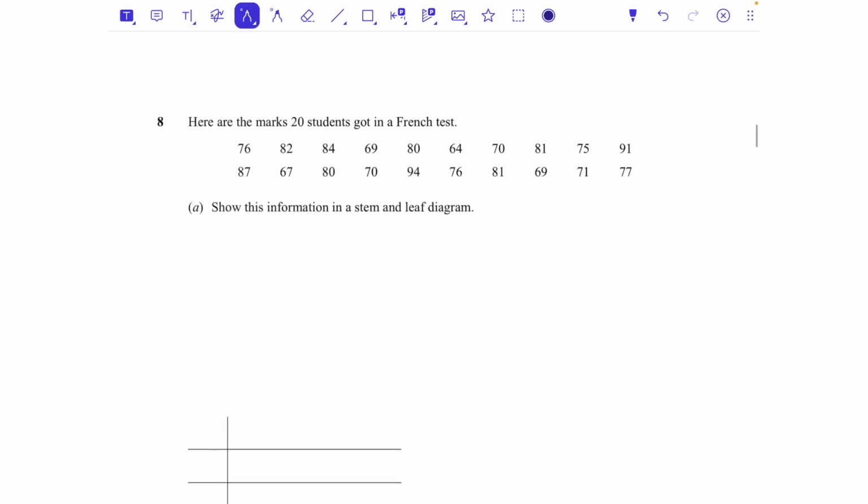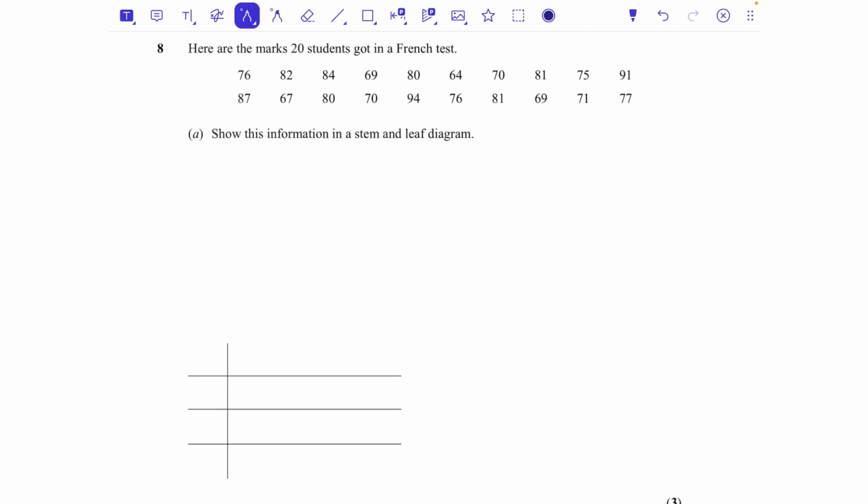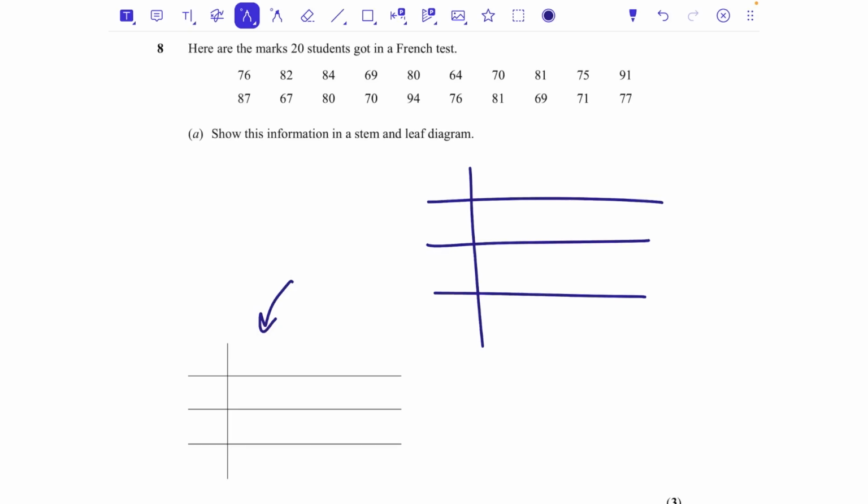Question number 8. Here are the marks 20 students got on a French test. Show this information in a stem and leaf diagram. Okay, so for a stem and leaf, I like to do a draft one first. So up here, I'm not going to do it on the proper one just yet. I'm just going to do one up here, which is going to be not in order. And that's going to help me just to get all the data into the table, and then I can worry about ordering it afterwards, because I find that when students try and order it at the same time as do it, it tends to go wrong, you miss one out or things like that.